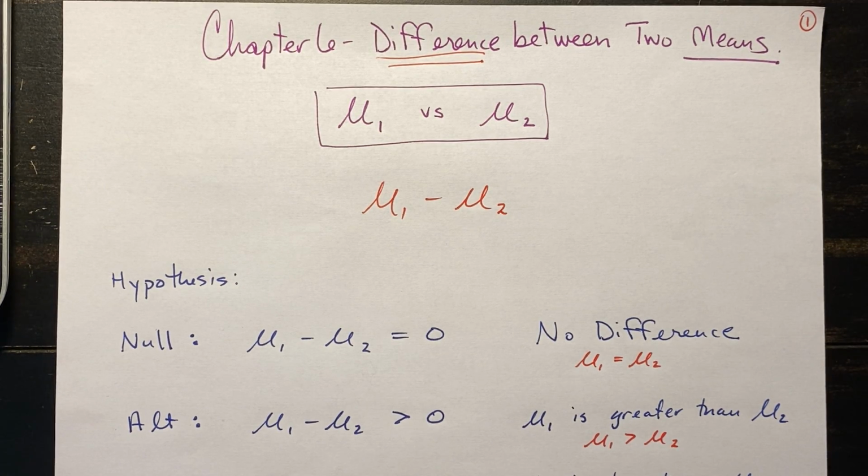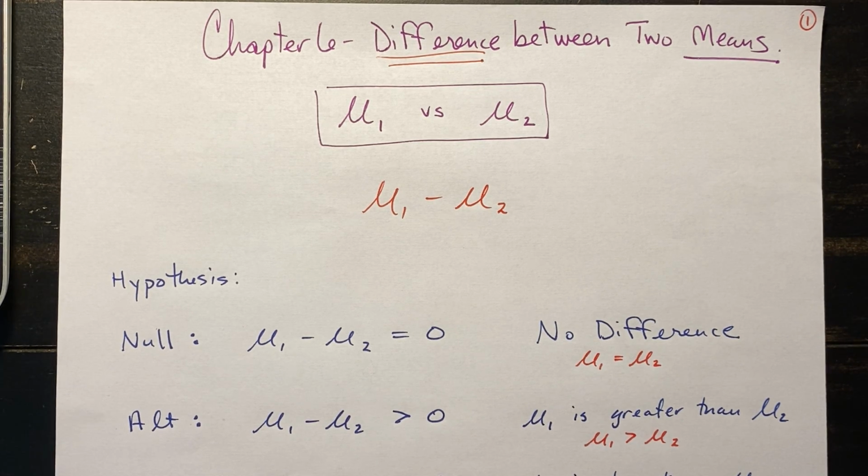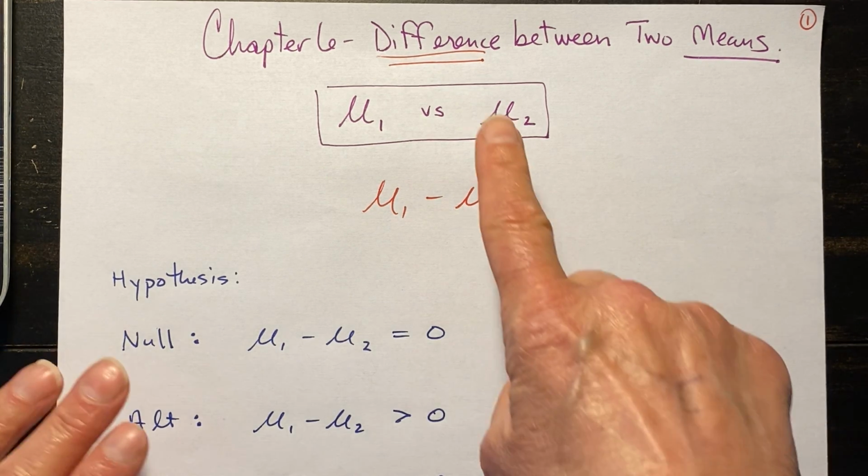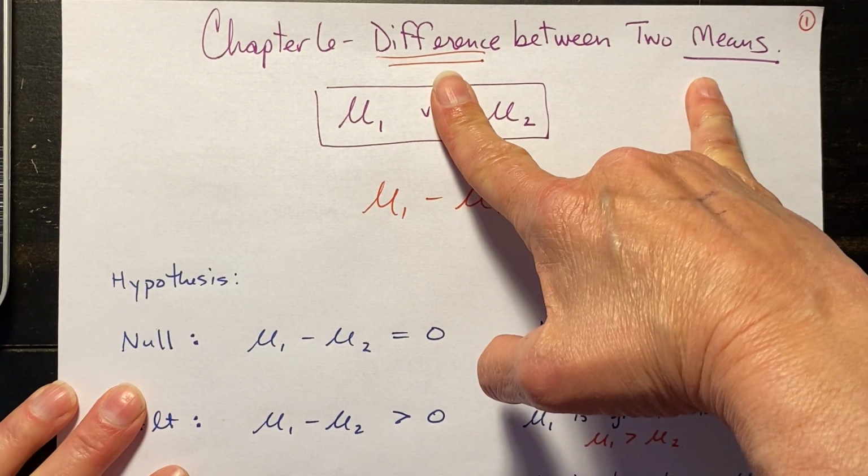Hey everybody, today we are going to be looking at chapter 6. We've got two videos coming. The first one is an intro, basically covering 6.1. And in chapter 6, we're going to be looking at the difference between two means.